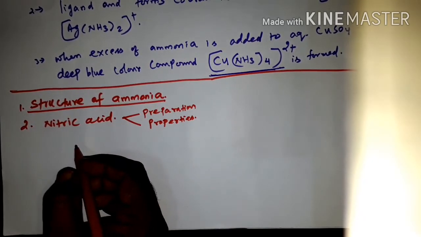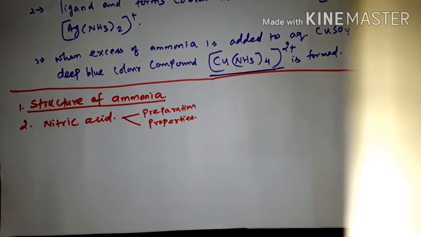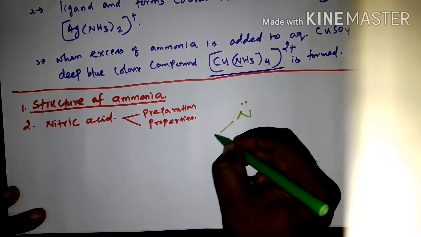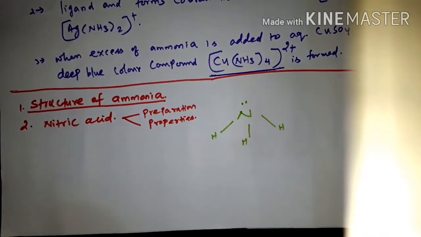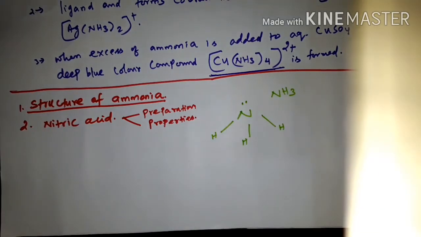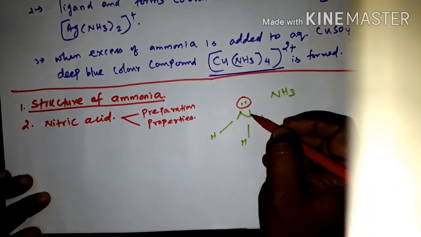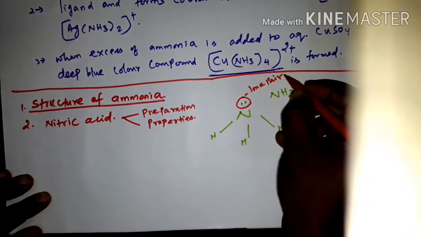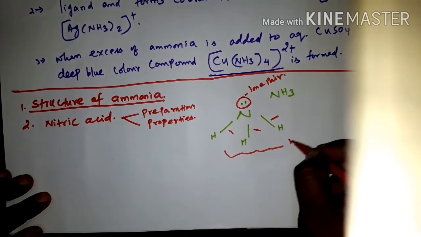Okay, so in the structure of ammonia, actually the structure of ammonia is like this. One nitrogen, hydrogen, hydrogen, here hydrogen. So actually the formula of ammonia is NH3. This is lone pair. So the nitrogen atom contains one lone pair of electrons, and these three are bond pairs.